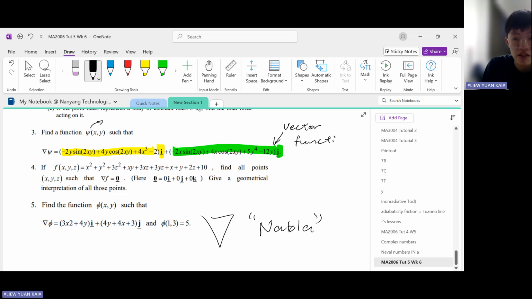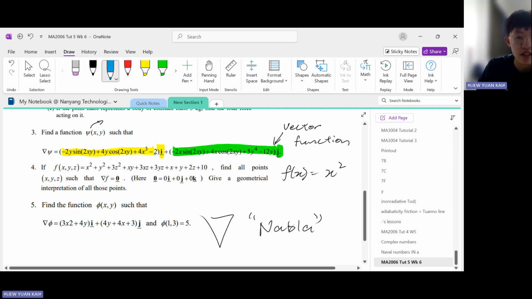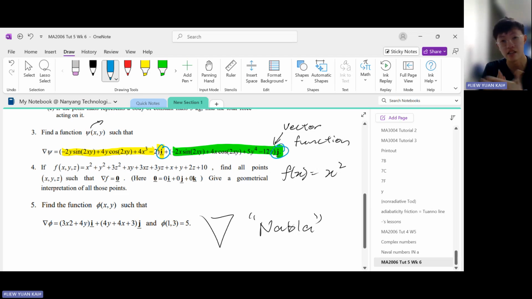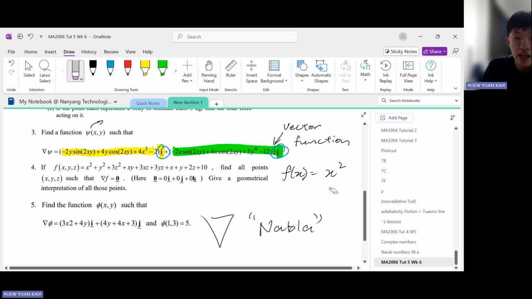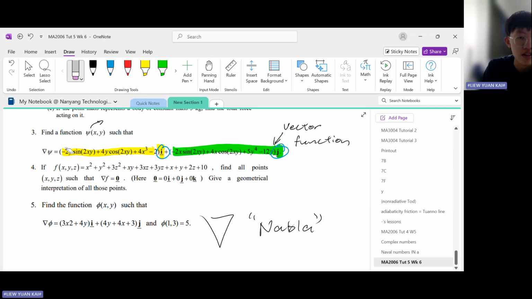Okay, the normal functions that we encounter, let's say for example, f of x equals x squared. This is a scalar function because there's no direction associated with it. How do I know there's direction associated with this vector function? There's the I and the J. So this dictates the direction in the I component and the J component. Whereas, for example, this is just a number. There's no I, there's no J. Okay. So this is a scalar function. In contrast, what we have here, Nabla of psi, is a vector function. So we want to find psi such that when you put it into this equation, this will be satisfied.